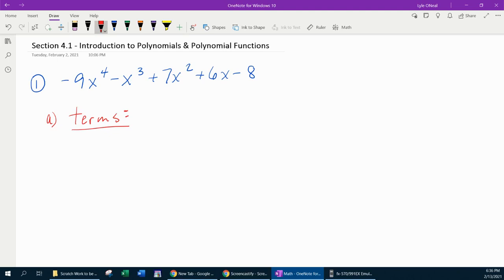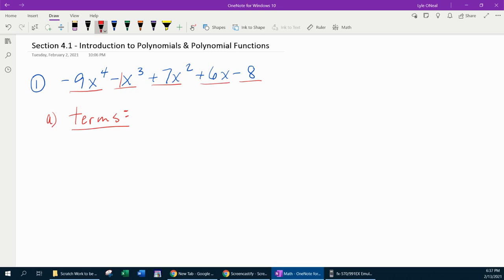It turns out that terms are separated by plus or minus signs. So negative 9x to the fourth, that would be a term. Negative 1x to the third would be a term. 7x squared, plus 6x, and minus 8. So in this polynomial, we have 5 terms.